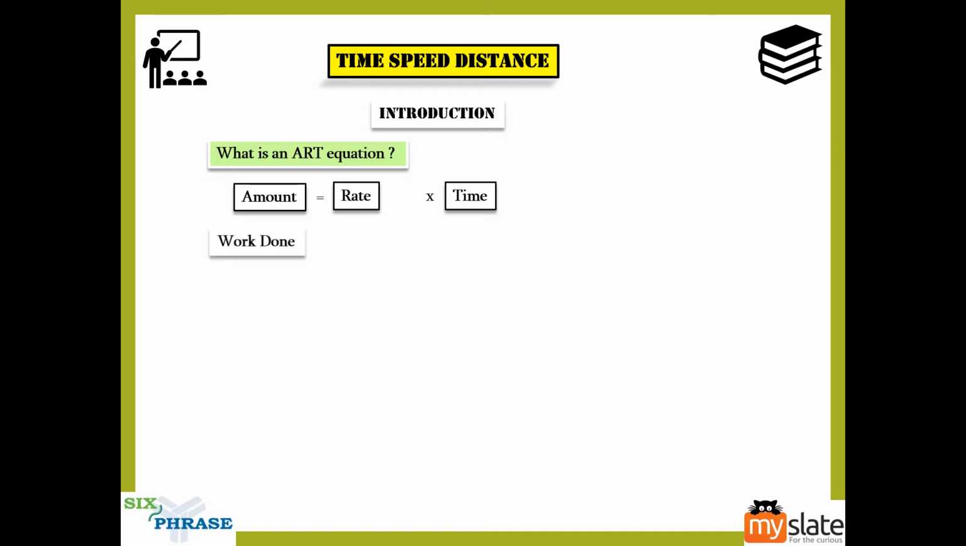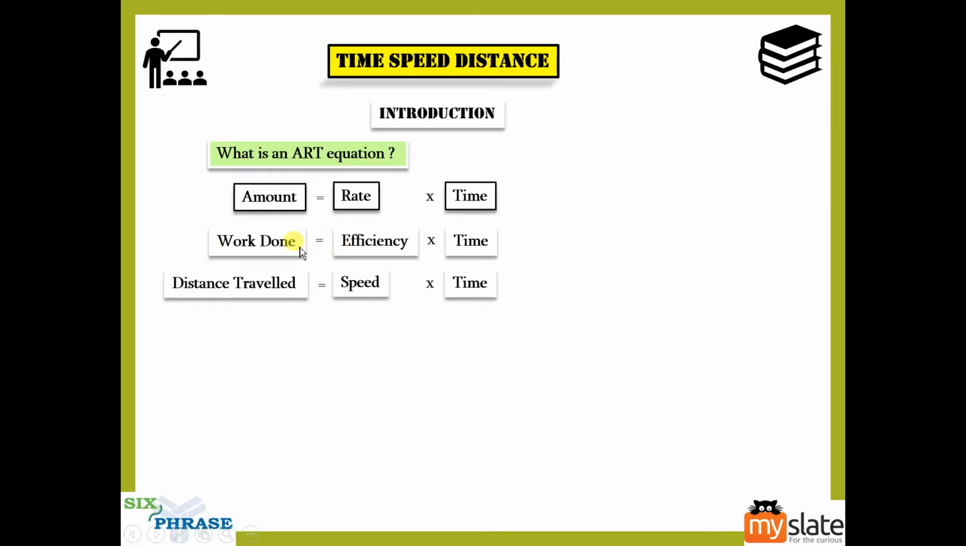But here, amount could be taken as work done, rate could be taken as efficiency, and time could be taken as time. Or you could take the amount as distance traveled, rate as speed, and time as time. So you can see these two things are not very different. Work done is usually a product of efficiency and time, how efficient somebody is and the time that it takes. Let's take an example.